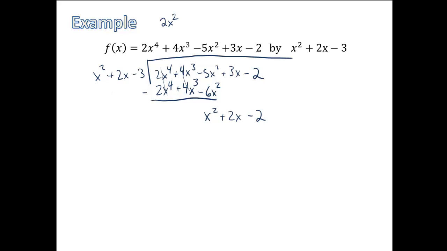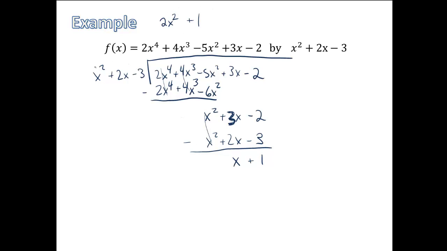So it looks like our leading coefficients are going to cancel. This should be 3x, excuse me. Our leading coefficients cancel, so we only multiply by 1, so we say plus 1. So we have x squared plus 2x minus 3. Subtract down, these cancel. This gets x, and this turns into a positive 1. And that's our remainder.